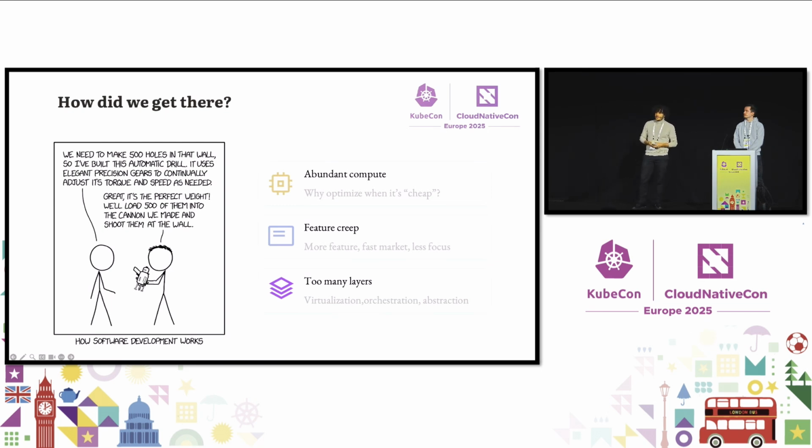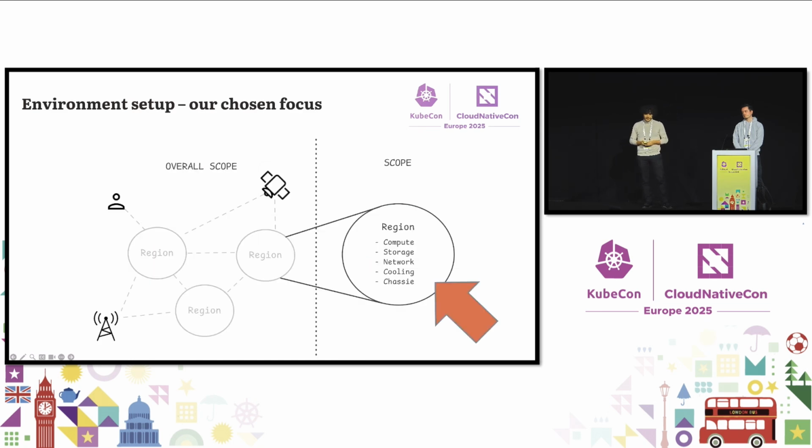It's hard to answer. Probably the reasons are different, but abundant compute is probably part of the answer. Why optimize when it just takes 1 second to put one more node on a bigger one? It's just cheaper to go this way. Or the fast market has pushed us to develop more and more features, right? That's what we call feature creep. And also there are so many layers that if we have to deep dive, maybe we are not able to, because we don't understand the many layers that are deep behind. So that's why we wanted to set up this talk.